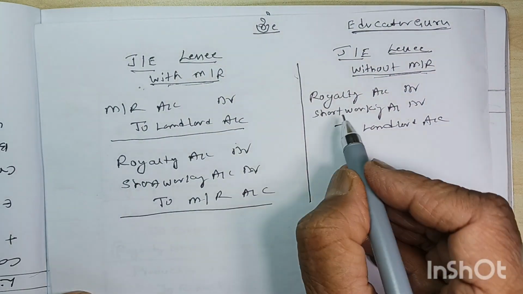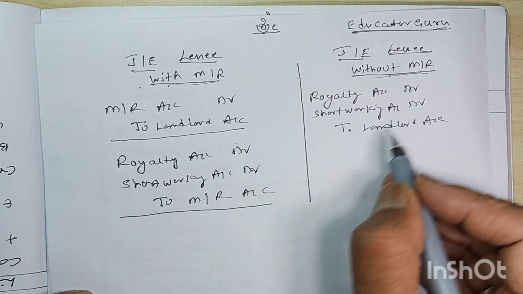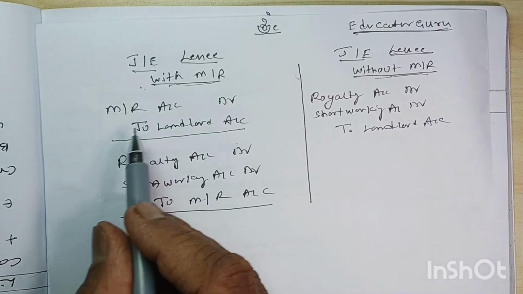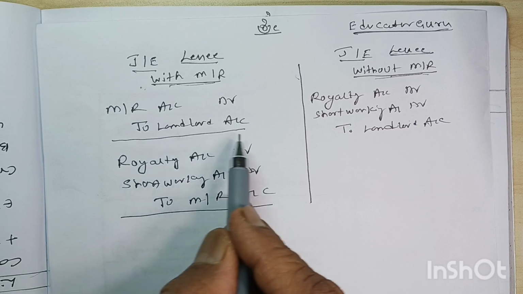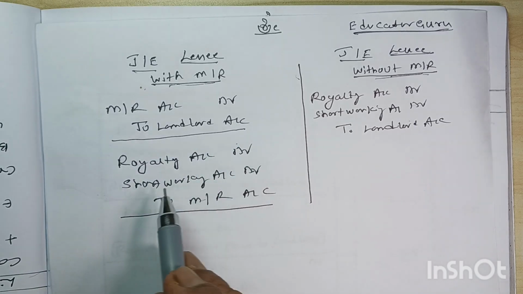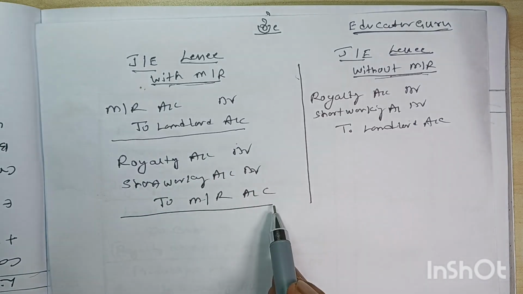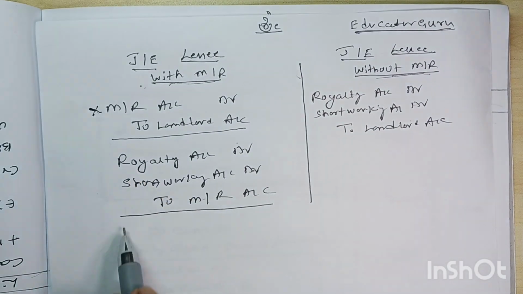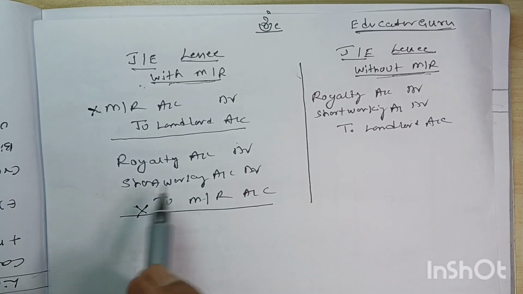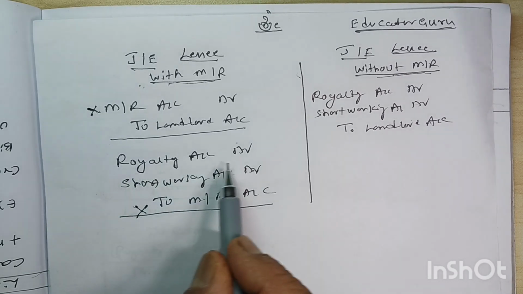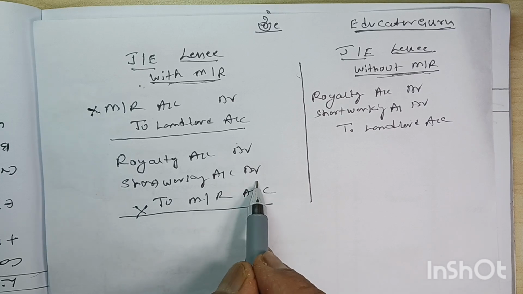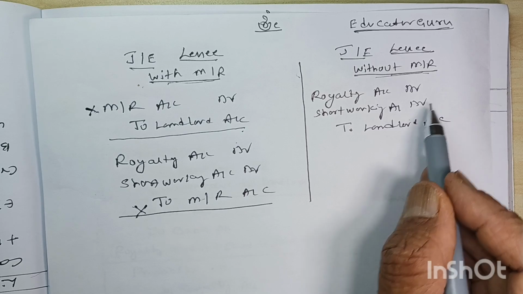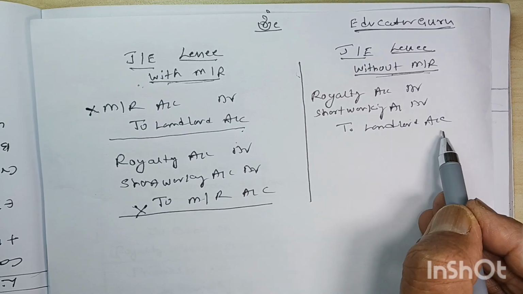Here you see royalty account debtor, short working account debtor to landlord account. This is without minimum rent. With minimum rent, what actually? Minimum rent account debtor to landlord account, and royalty account debtor, short working account debtor to minimum rent account. Here you see minimum rent is first debited, then ultimately it has been credited. What is the journal entry that remains? Royalty account debtor, short working account debtor to landlord account. What is the journal entry without minimum rent? Royalty account debtor, short working account debtor to landlord account.